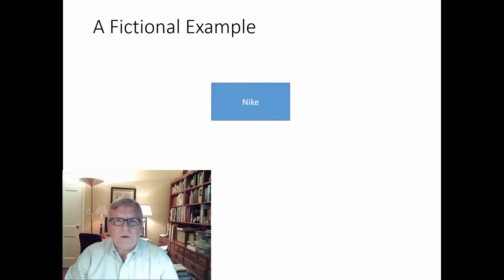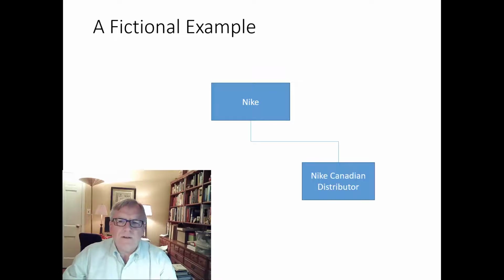And in this case, we're going to have a fictional example, but we're going to use the firm Nike. This is not to say I know Nike's supply chain or how it operates, but simply it's an easy one to talk about because everybody recognizes Nike, the company name, the product that it makes, etc. So in this very simple example, let's start from saying that Nike, a U.S. company, sets up Nike Canadian Distributor.